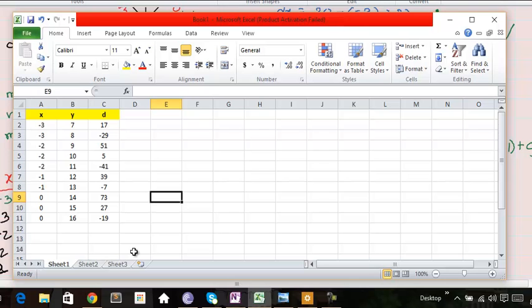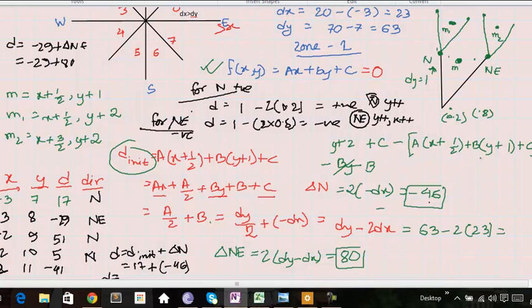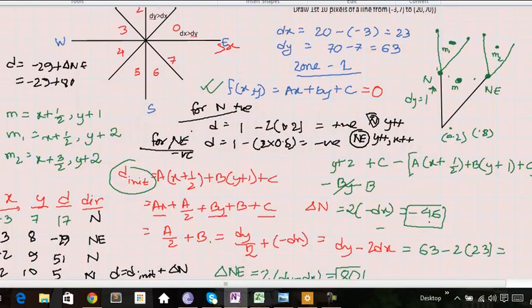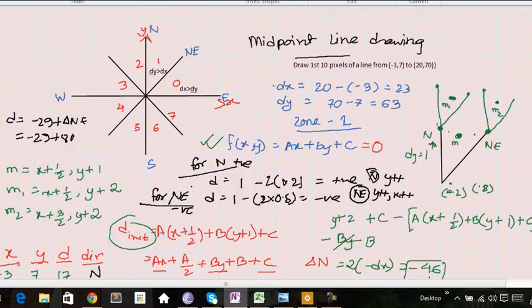And so that's about it for the midpoint line drawing algorithm. If you get any questions with the coordinates that are given to you, the first step is you find the dx value and the dy value, then you find the zone, depending on whichever is positive or negative. You always have to take the magnitude, by the way. First you determine according to the signs, which zone it is in.